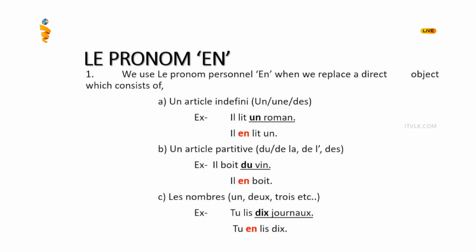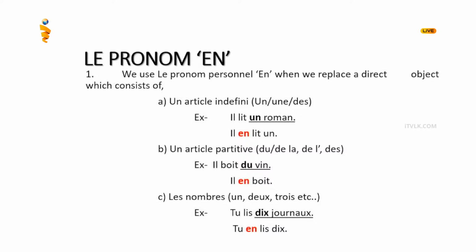Why? I told you it is very important. When you replace a direct object that consists of un or une by using en, you have to repeat the quantity word un and une. You have to repeat the articles un or une. But if you use the pronoun en to replace a direct object that consists of the article des, the plural form, we never repeat that article after replacing the direct object by using the pronoun en.